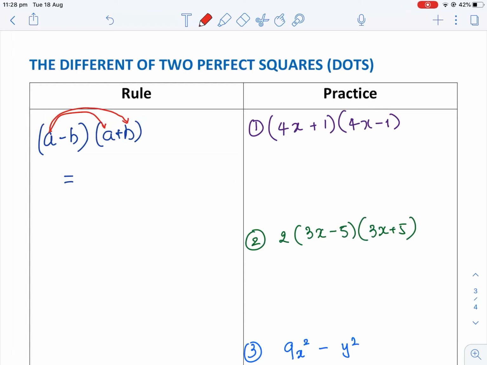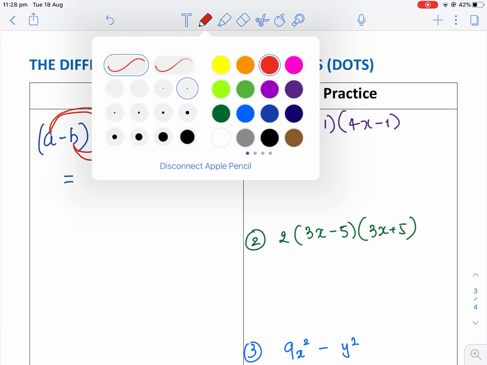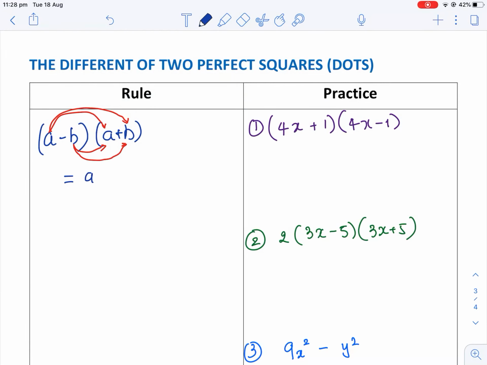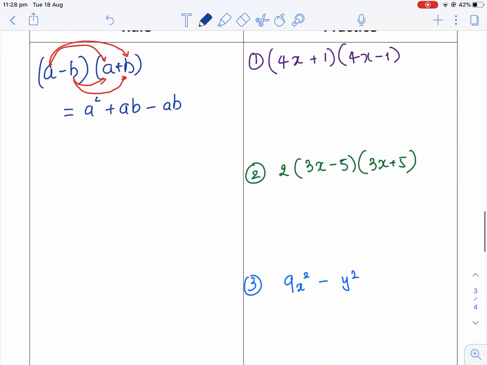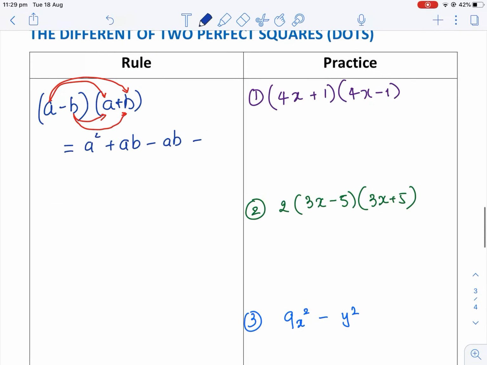First, the outer, the inner, and the last one. And we have the answer is A squared. A times A is A squared. A times positive B here, so it's positive AB. And then negative B times A is negative BA, or you can write negative AB. And then negative B times B is negative B squared.